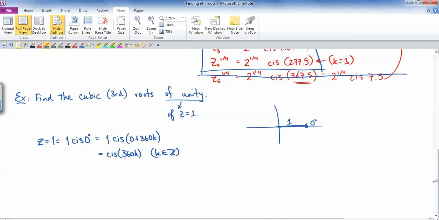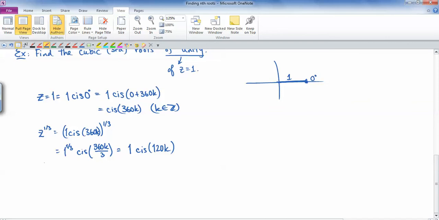Okay. Well, we want the third roots. So let's take the third root. So it's CIS 360k to the 1/3. And so the 1 in front would be 1 to the 1/3, but that's still 1 anyway. So I'll put the 1 here. It's 1 to the 1/3, CIS, oops, I forgot the k. 360k times 1/3, or same thing as divided by 3, which is going to be 1 CIS 120k.